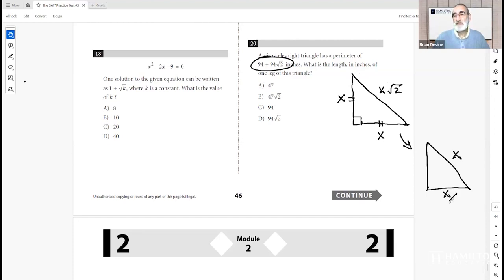then the sides must be x over root 2 and x over root 2. Well, if that's the case, the longest side must be the hypotenuse, which would be 94. And if I look at half of this, it's 47 root 2. In fact, if I take 94 and divide it by root 2, I get 47 root 2. So each leg is 47 root 2. And note that 47 root 2 squared plus 47 root 2 squared would equal 94 squared. So B is the correct answer.